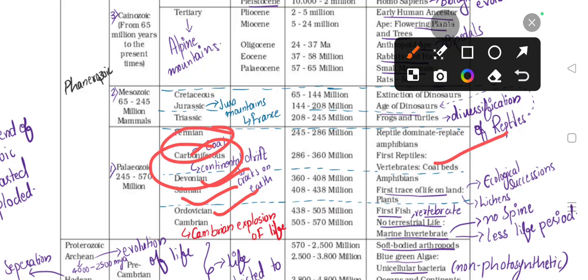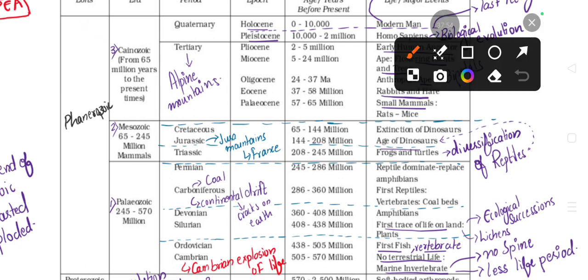And it is during the Permian that reptiles started dominating the amphibians. They started replacing the amphibians. And then we went to the Mesozoic era, which we have divided into 3 important periods, that is Triassic, Jurassic and Cretaceous. Okay, it is during the Triassic we have seen the domination of the reptiles, turtles and frogs.